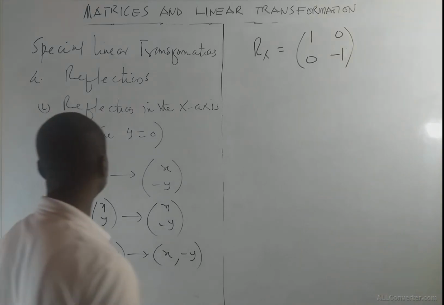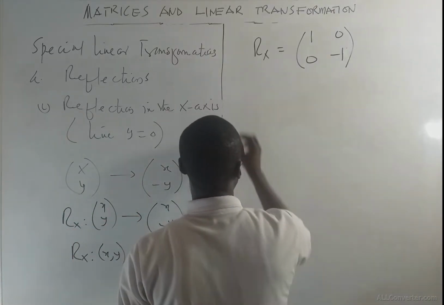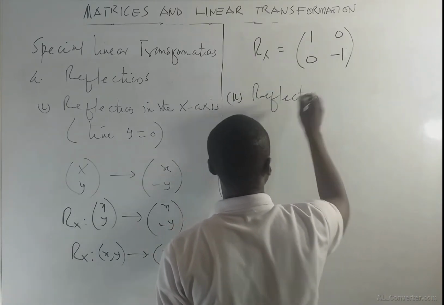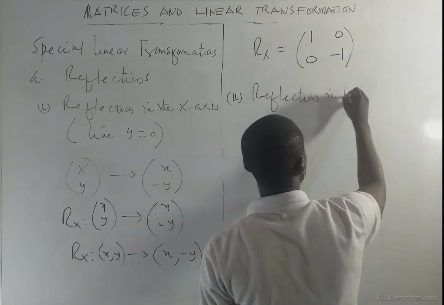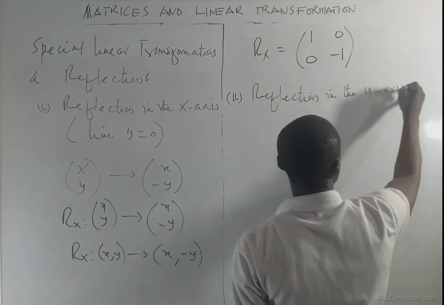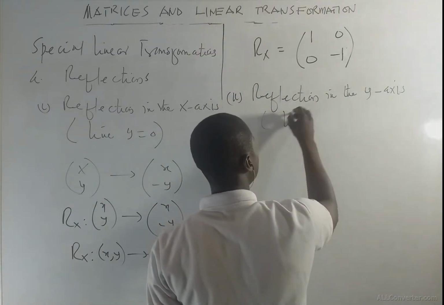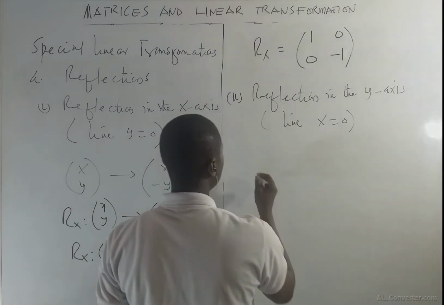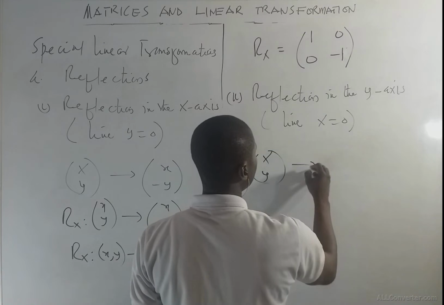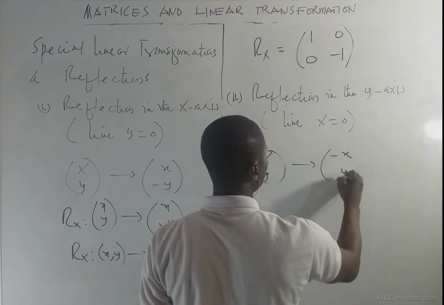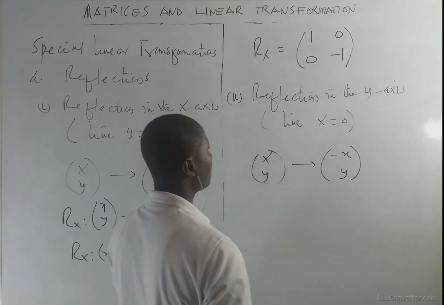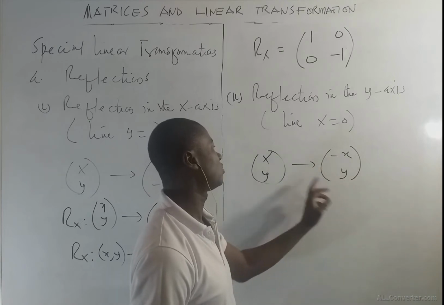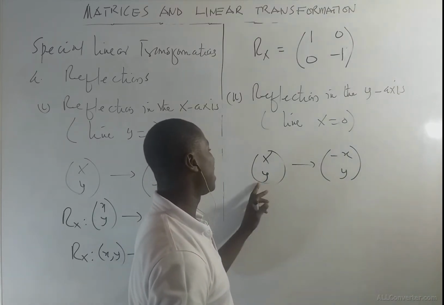Now we are looking at reflection in the y-axis. So all these are special types of linear transformation. We have reflection in the y-axis or reflection in the line x equals 0, and the mapping is xy maps to minus x, y. So for reflection in the y-axis or in the line x equals 0, the mapping is xy maps to minus x, y. So the x coordinate is negated and the y coordinate is kept constant.